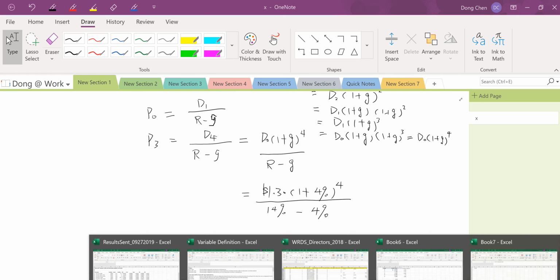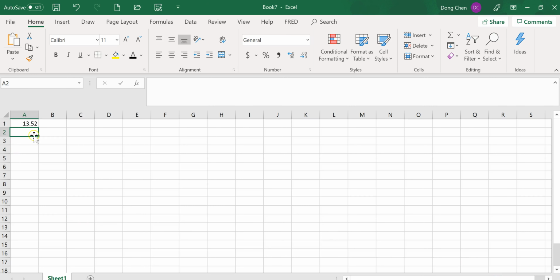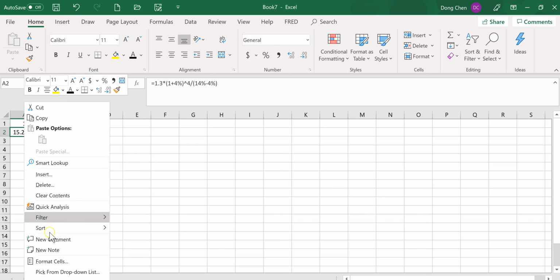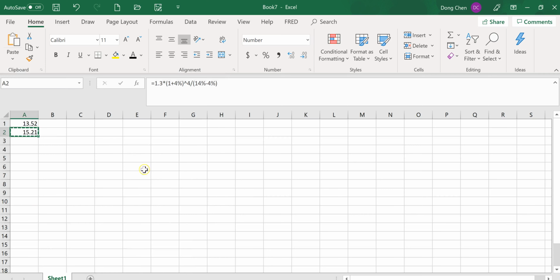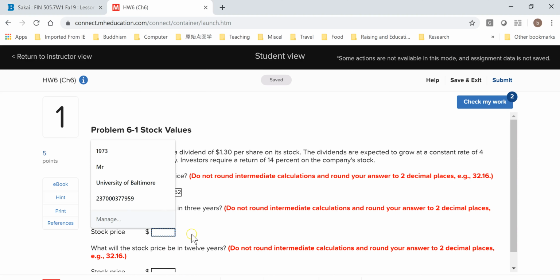So I can just go back to my spreadsheet and input everything. So it's 1.30 times (1 plus 4%) raised to the fourth power, and then divided by (14% minus 4%). We need to add parentheses in the denominator because otherwise it's going to do the division first before the subtraction, but we need to do the subtraction first. And we need to keep 2 decimal places. And that's our price by the third year.